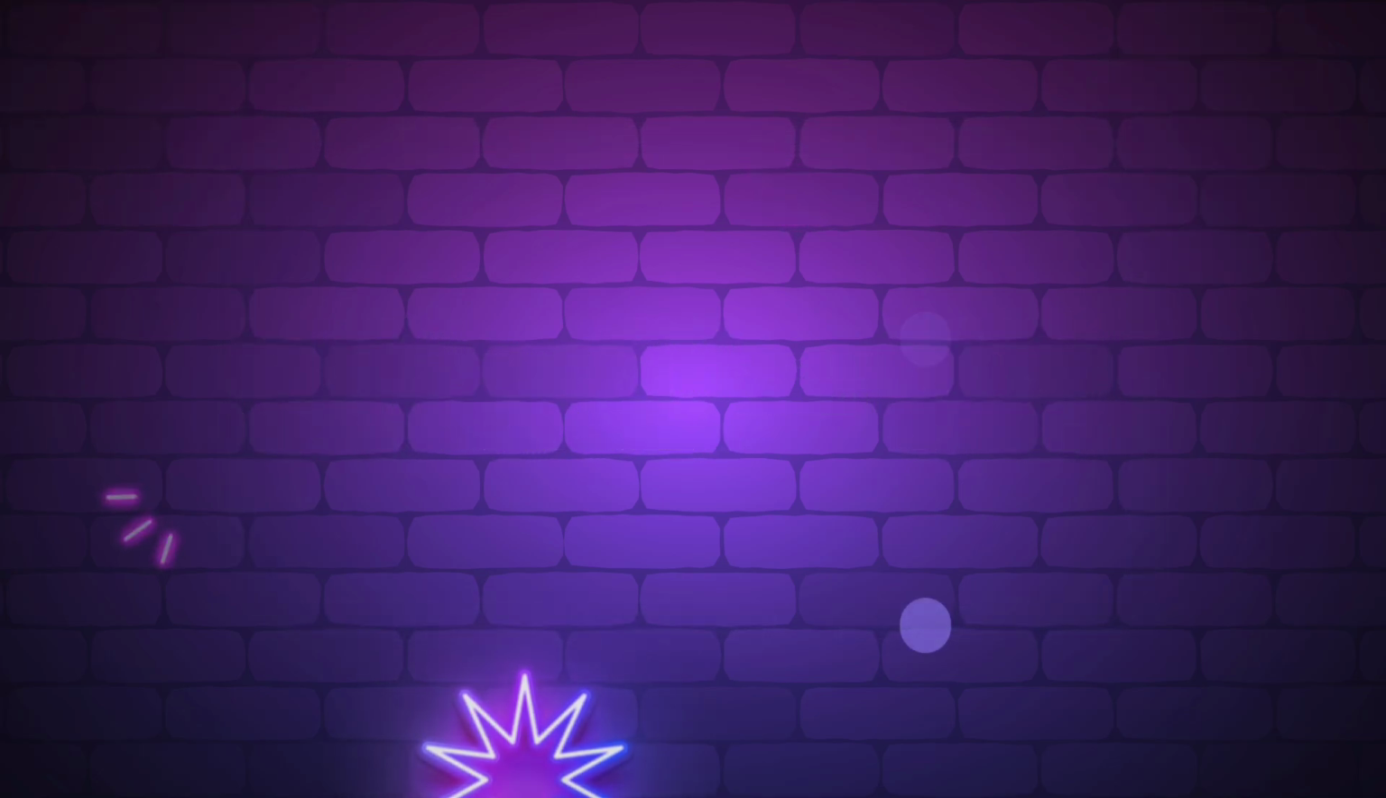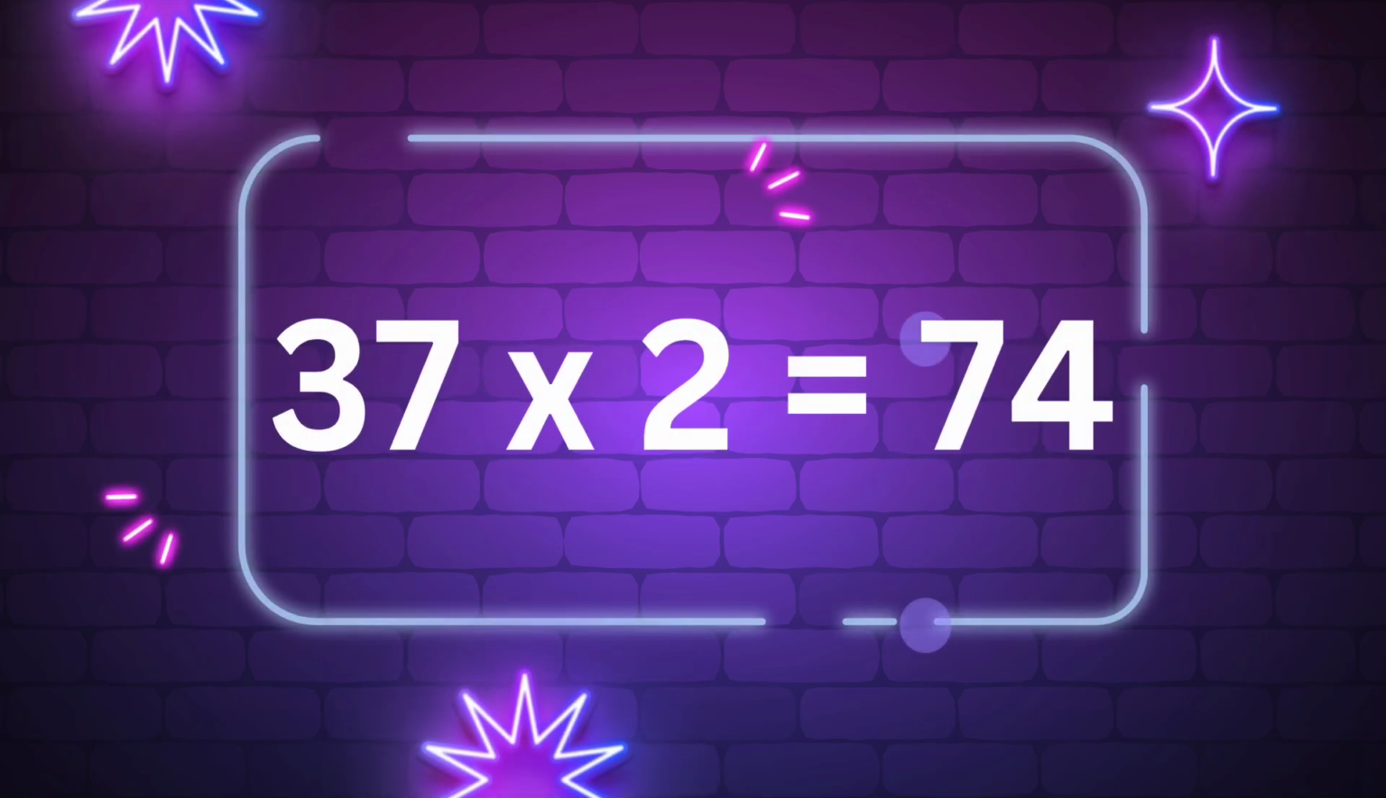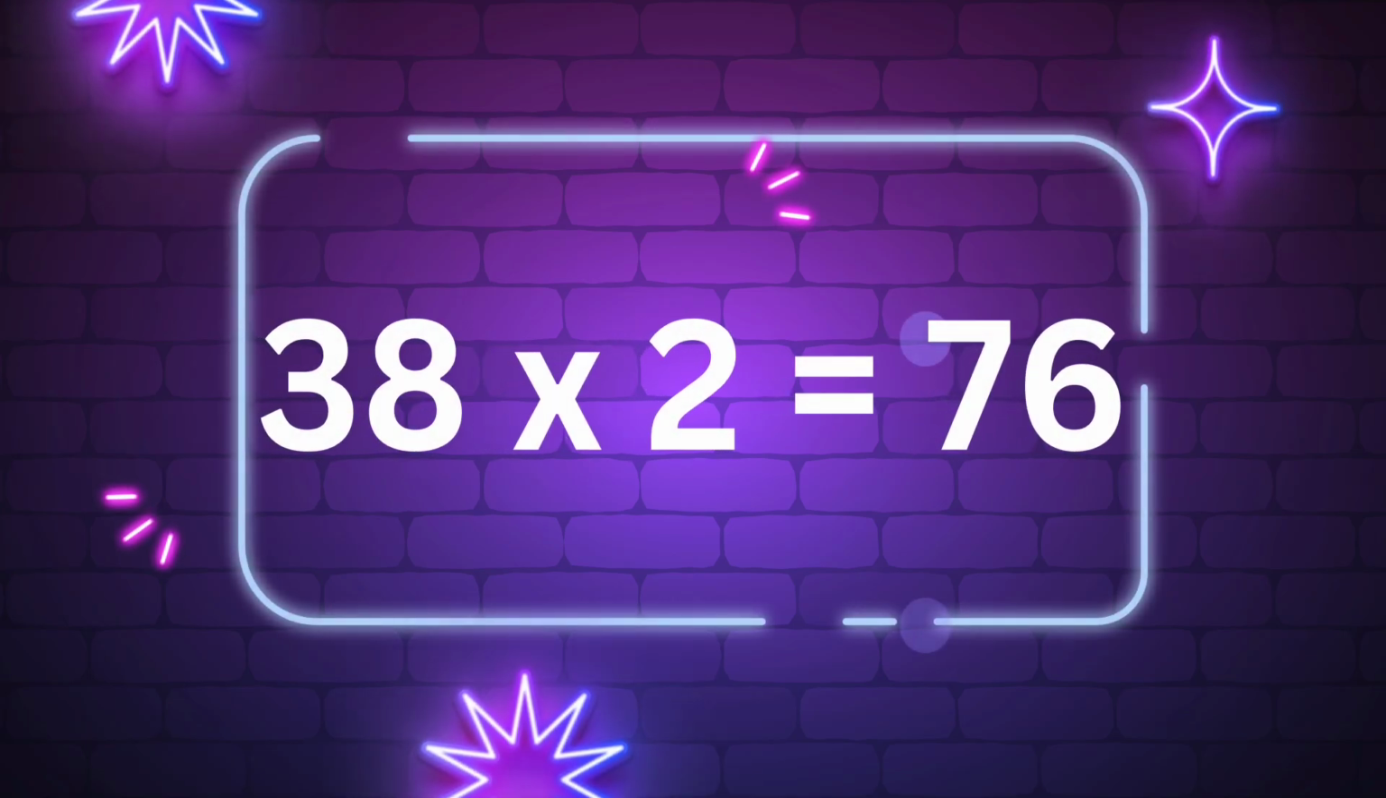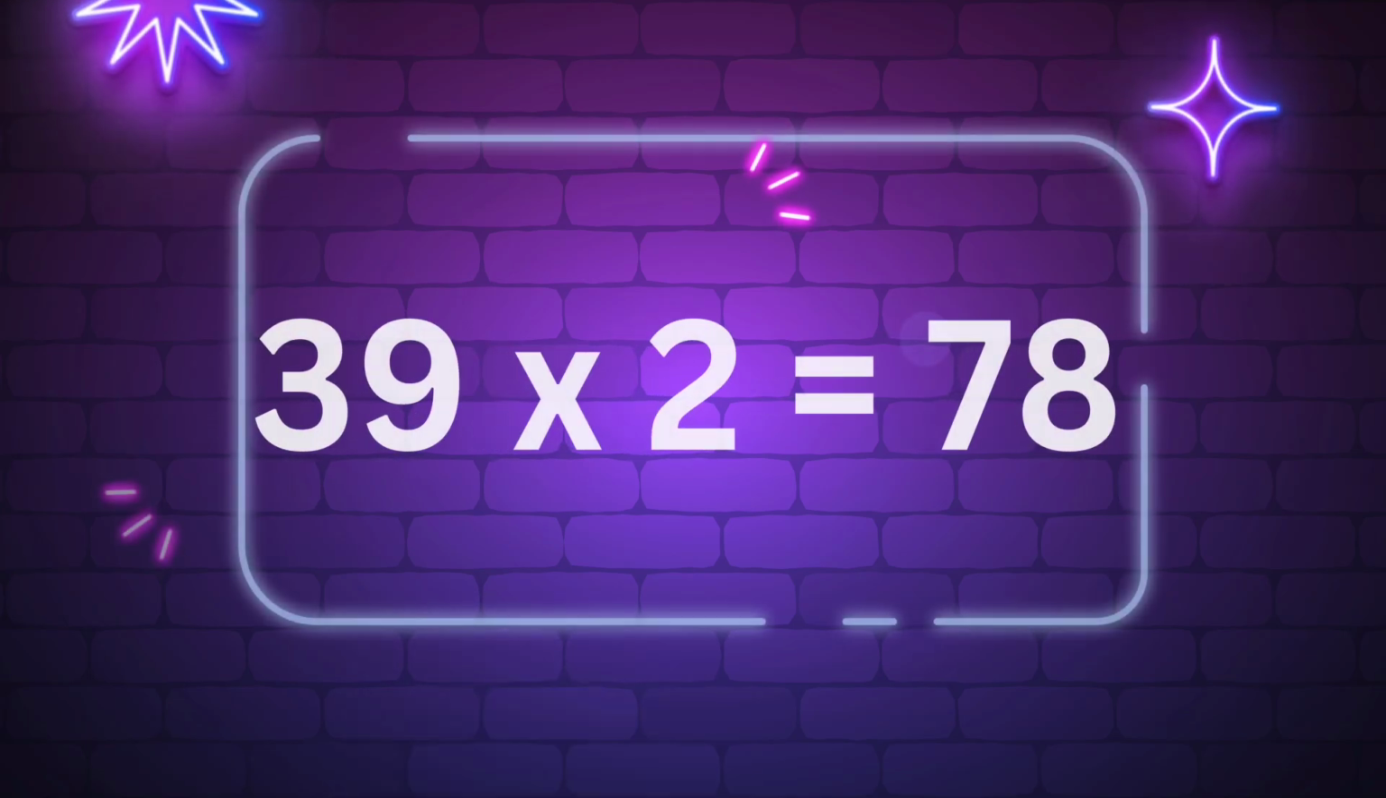35 times 2 is 70. 36 times 2 is 72. 37 times 2 is 74. 38 times 2 is 76. 39 times 2 is 78.